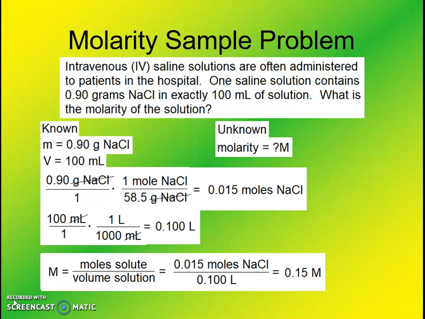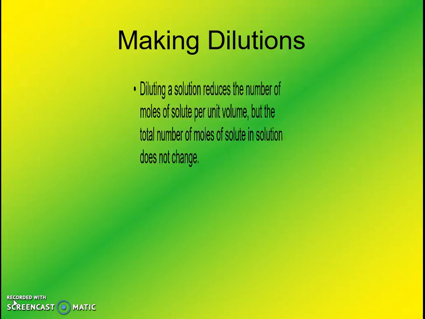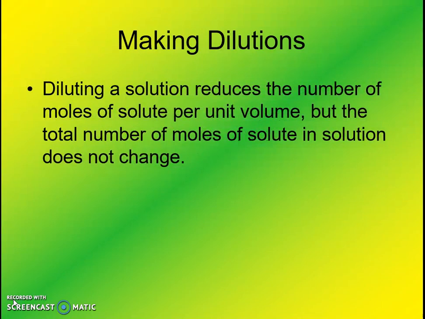Oftentimes solutions are made from other solutions with a greater concentration by making a dilution. When you make a dilution, what you're doing is just adding more solvent but keeping the same amount of solute. So I have less solute particles per solvent, but I'm not changing the amount of solute particles that were dissolved. All it's really changing is the volume of my solution, making a greater volume, therefore giving it a lower molarity.